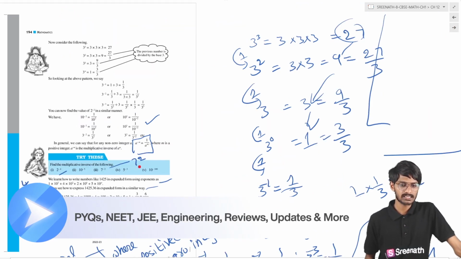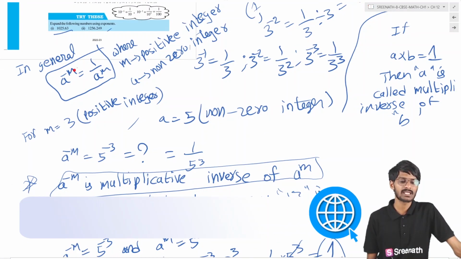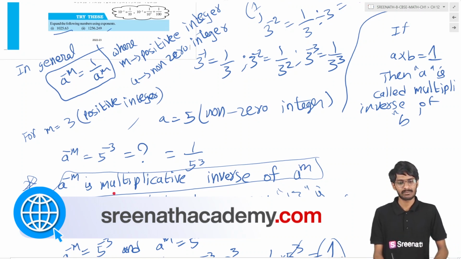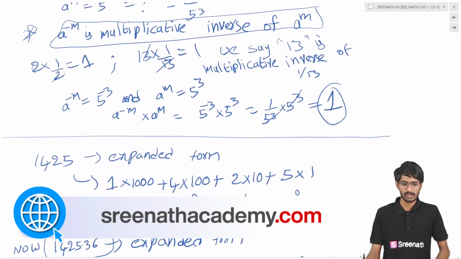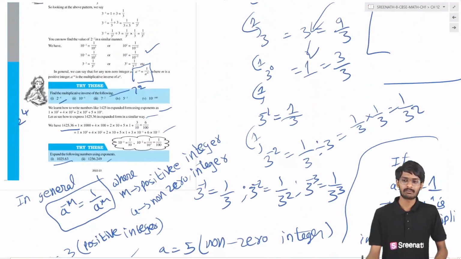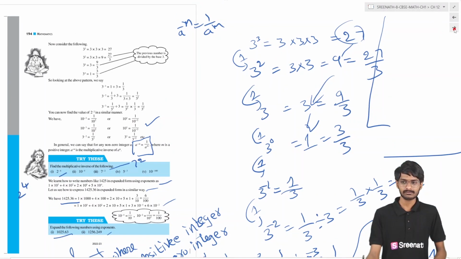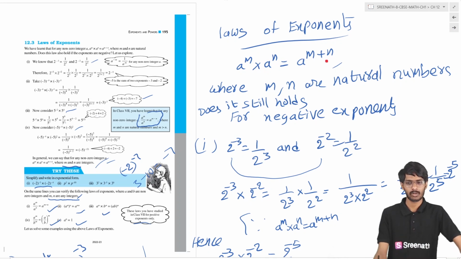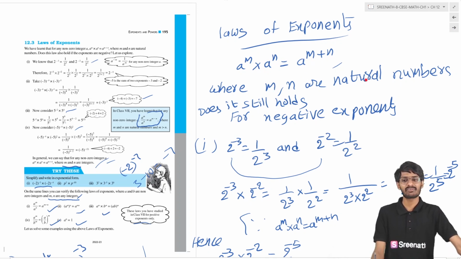So finally, a power minus m equals 1 by a power m. Here m is a positive integer, a is a non-zero integer, and a power minus m is the multiplicative inverse of a power m, students. And we have learned how to write numbers in expanded form. After that, laws of exponents. We know a power m into a power n equals a power m plus n. This is basically for natural numbers.